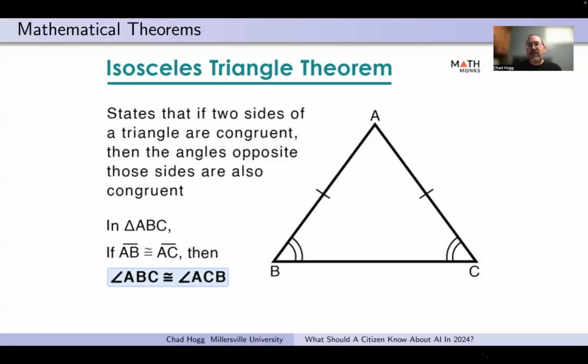The average person only comes into contact with mathematical theorems when they take geometry, perhaps in 10th grade in high school. And the kind of theorems you prove involve things like this triangle here, where we can say, if I know that angle B and angle C are the same width, and I know that the length of the segment between A and B is the same as the length of the segment from A and C, can I prove some other things? And it turns out you can.